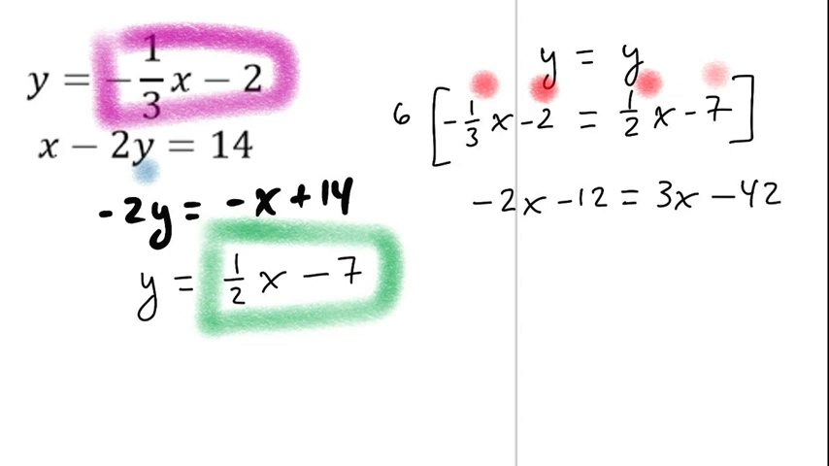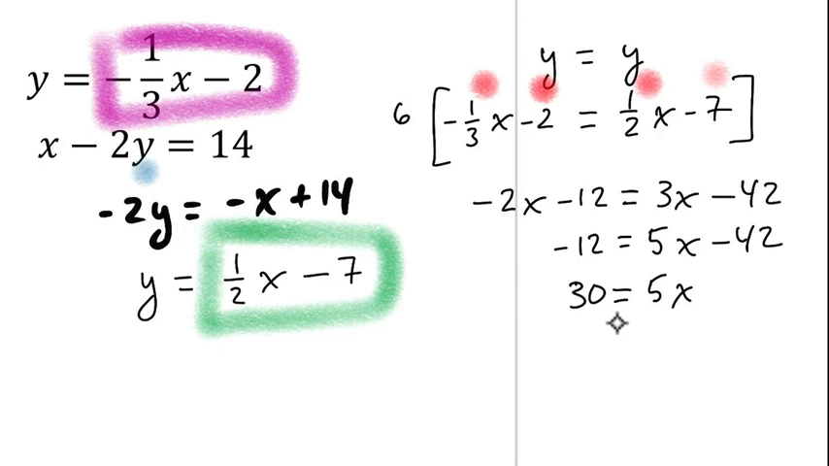I guess I'm going to add 2x to both sides. So I have negative 12 equals 5x minus 42. Okay. And then I'm going to add 42 to both sides. So I've got a negative 12 over on the left-hand side. I'm going to add 42 to that. When I do that, I get over here, this is 30 is 5x. Therefore, 30 divided by 5 is 6. So I know my x value is the number 6, I think.